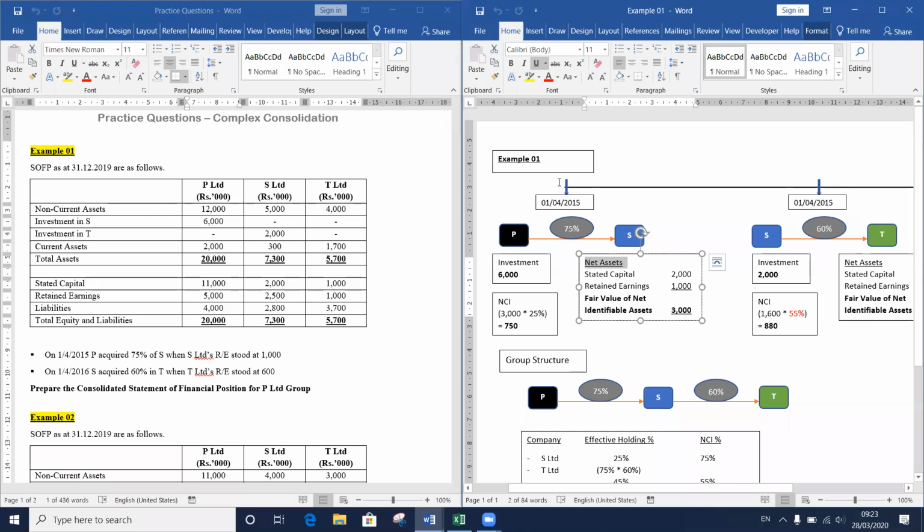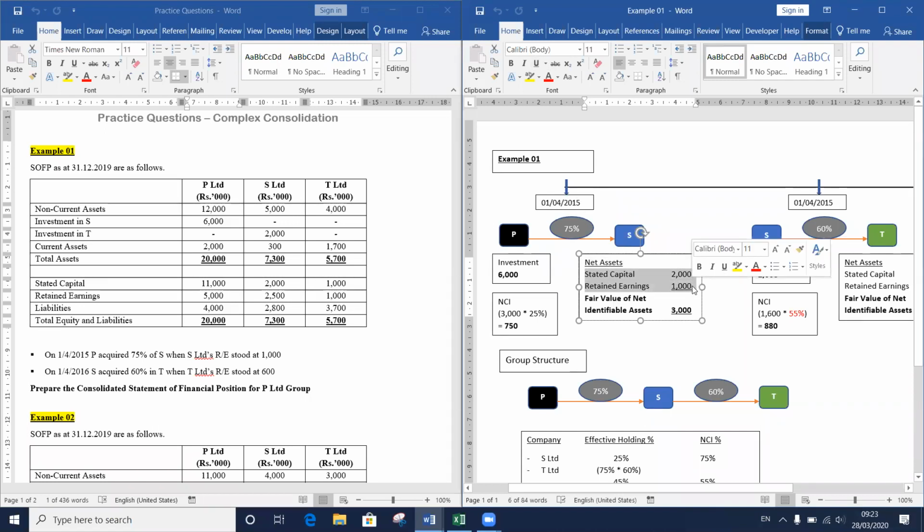As at the acquisition date, what are the net assets amount of the acquiree? We need to know what the net assets were on the acquisition date.